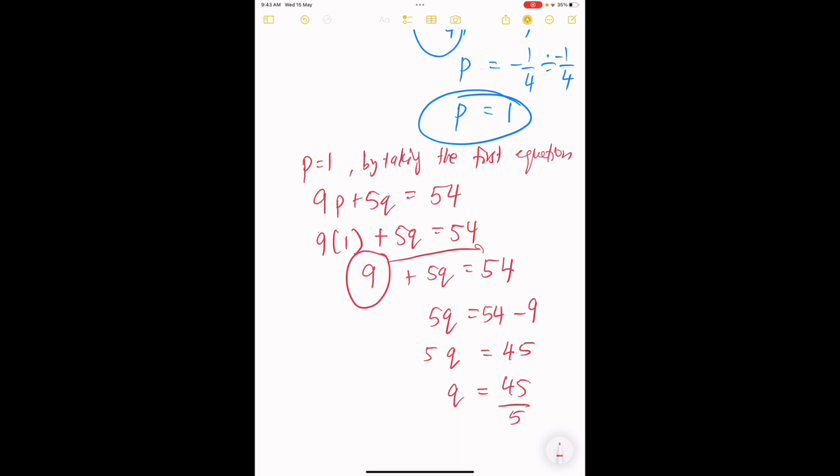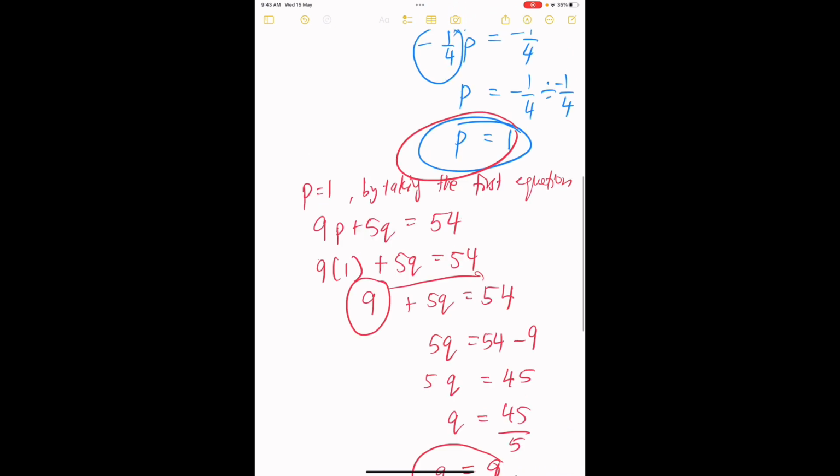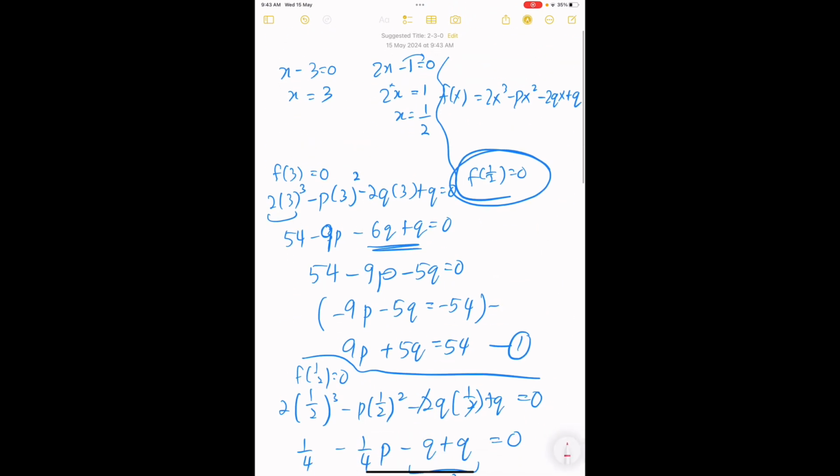45 divide 5, and you got 9 here. So you already got your value of q and p. So this value q and p, you can change q and p into the original equation, which is 2x^3. P is 1, right? 1x squared minus q is 9. So 2 times 9x plus q just now is also 9.